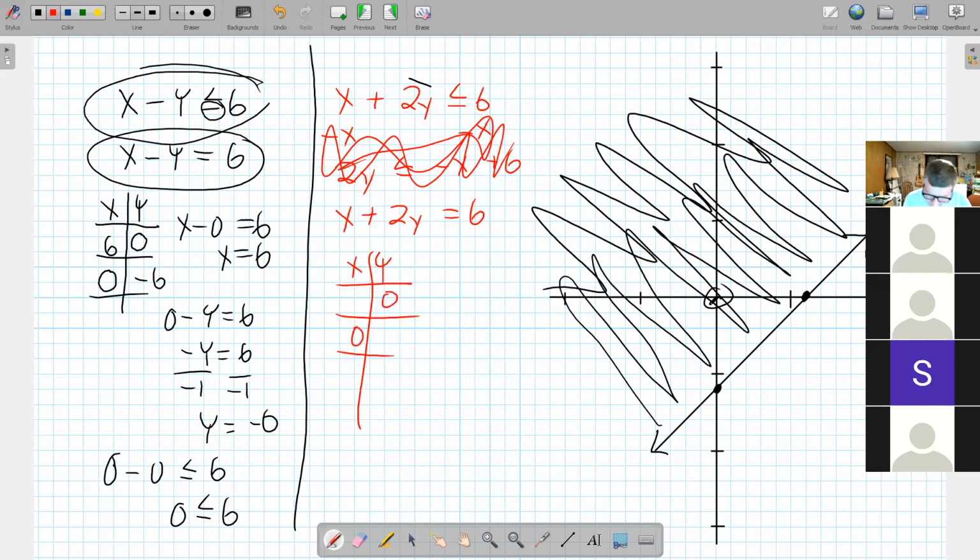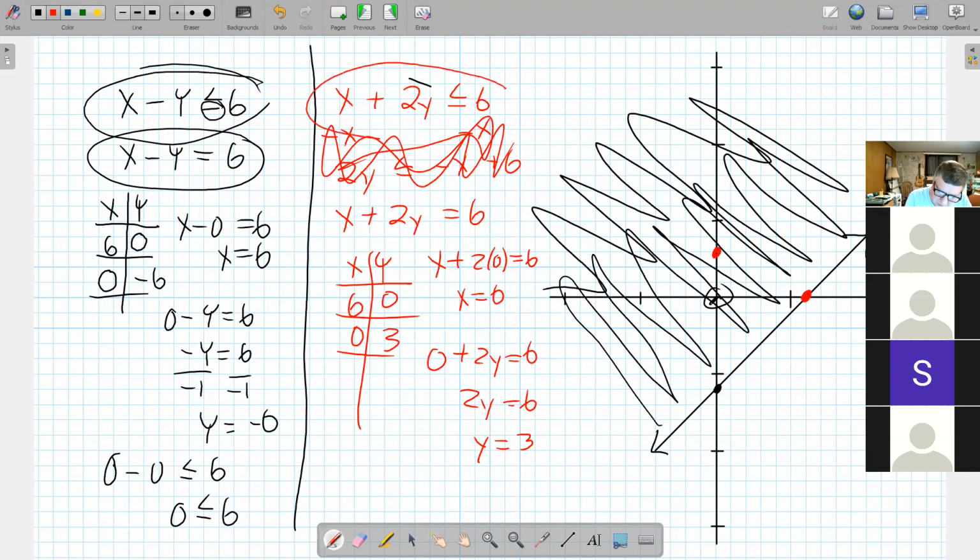And again, we'll find a couple of ordered pairs. If y is 0, we get x plus 2 times 0 equals 6. x equals 6. Okay? If x is 0, we get 0 plus 2y equals 6. 2y equals 6. y equals 3. Okay, so far with that? Yes. So 6, 0 is right there. 0, 3 is right there.